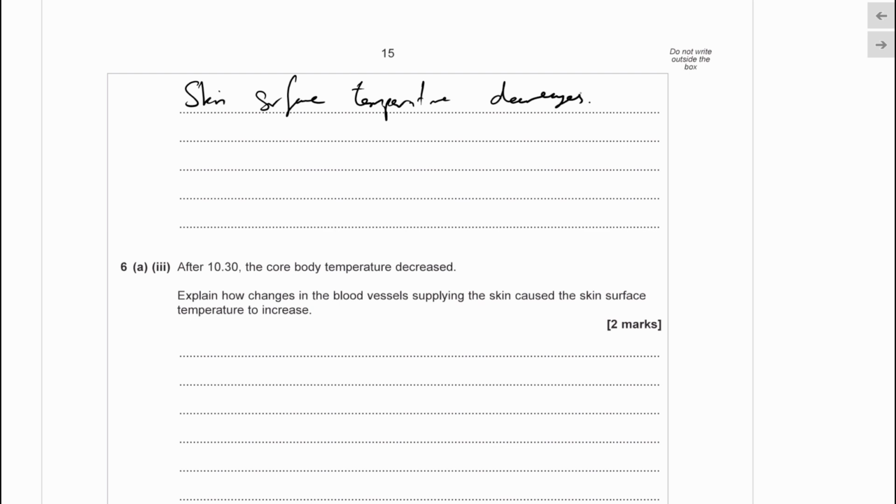Well, as the internal body temperature goes up, basically our body reacts to try and reduce it. And the way it does that is we sweat, right? This is a result of sweating in response to increased internal temperature.